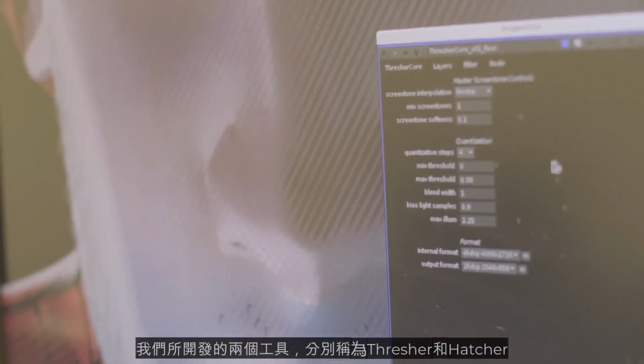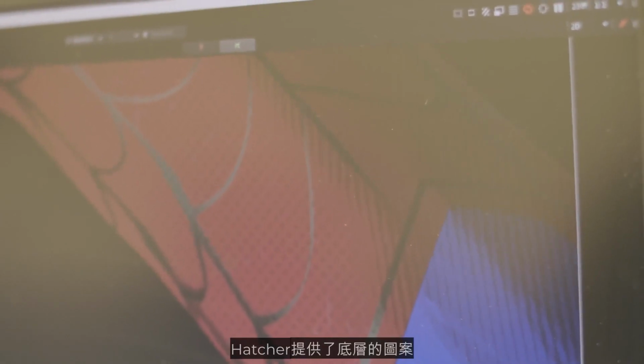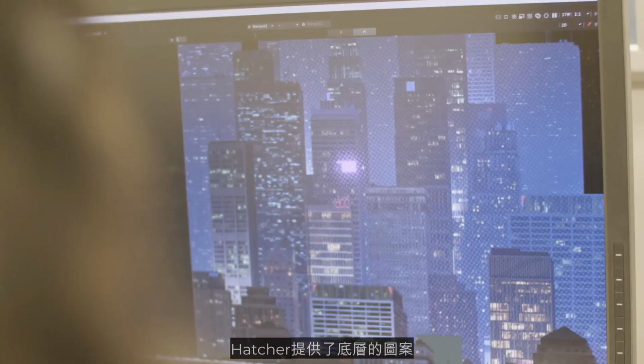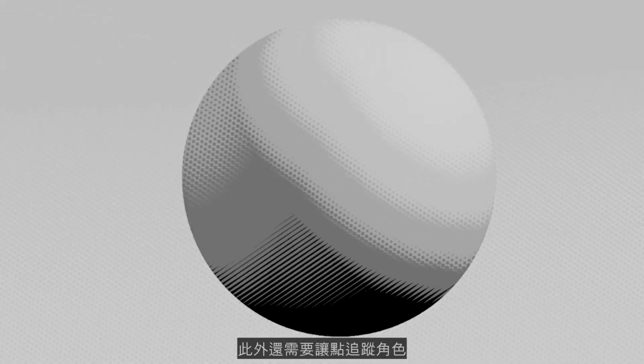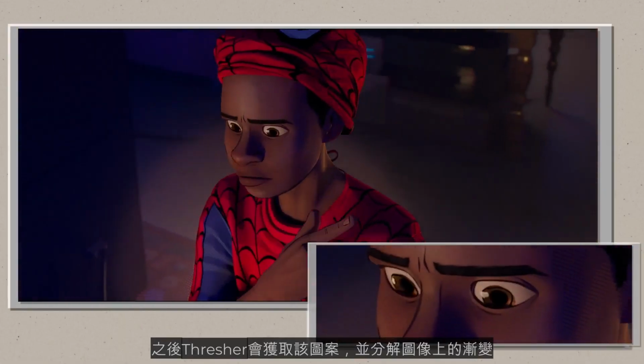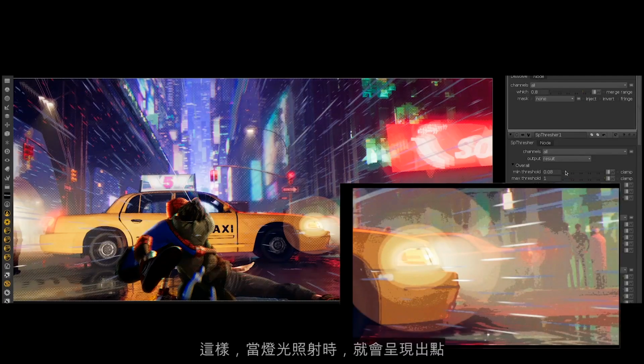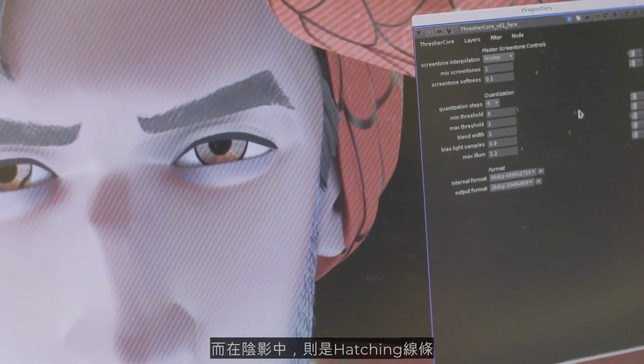Two of the tools we developed in the show were called the Thresher and the Hatcher, and they kind of work together. The Hatcher would provide the underlying patterns, so the lines, the dots, and allow you to move those on the screen. So you'd have dots that tracked with the character, so you'd see it moving with his cheeks and with his face. And then the Thresher would take that pattern and break up the gradients on the image. So you'd get where you have light hitting, you get dots, and where you have shadows hitting, catching lines.